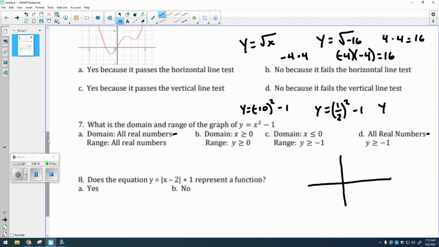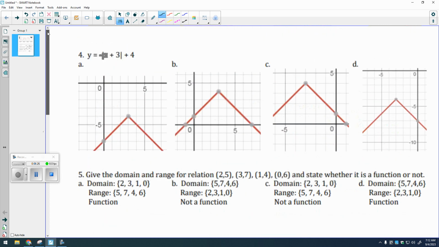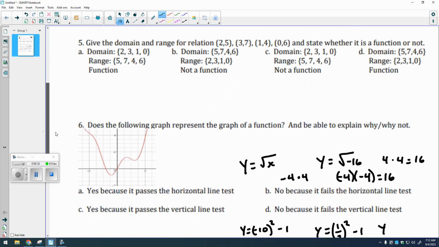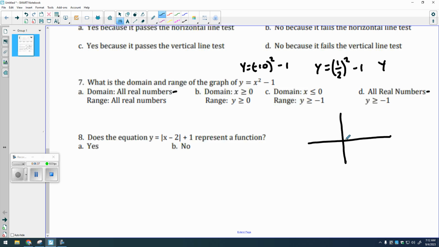You just had to graph a bunch of these up here. So I'm going to assume, I don't have questions 1, 2, and 3 copied, but there were more graphs. Okay, I'm going to assume you know how to graph, but I'll talk through it a little bit. But the topic for today is domain and range, not necessarily graphing.